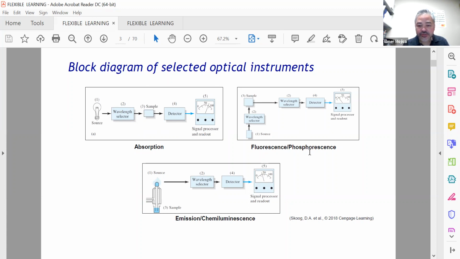In fluorescence and phosphorescence, you have the source, then the wavelength selector, and then the sample, and then you have again the wavelength selector, the detector, and the signal processor. You will know why it is like that when we go on to molecular luminescence. And then in emission or chemiluminescence, you have here a sample, and then you have the wavelength selector, then the detector, and the signal processor and readout system.